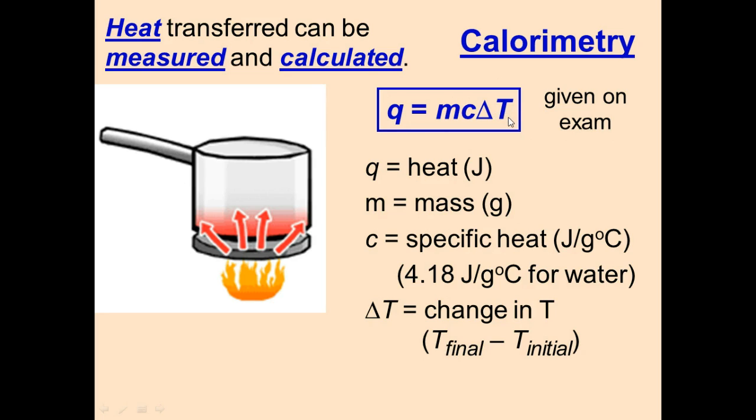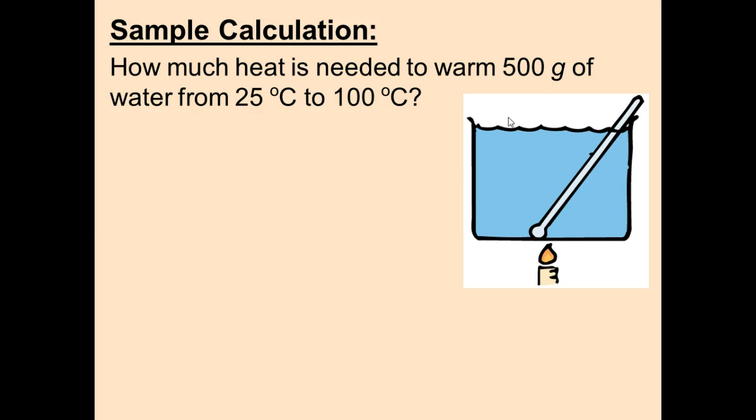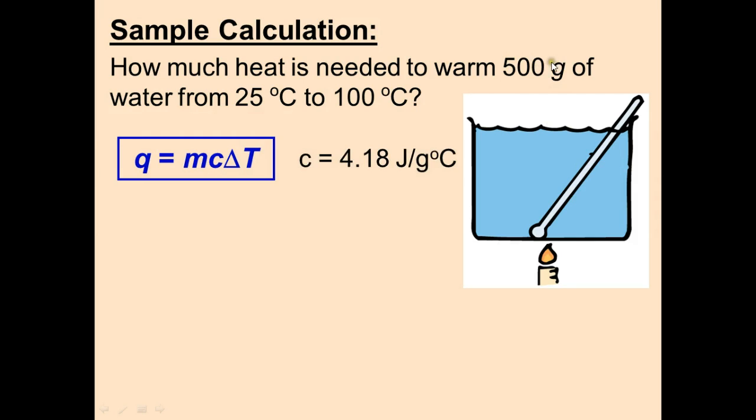And so now we're going to do a problem. How much heat is needed to warm 500 grams of water from 25 degrees Celsius to 100 degrees? So we have our formula, Q equals mcΔT, so we need to plug in everything, and we're solving for Q, so we literally plug in everything and multiply. So mass is right here, 500 grams, and specific heat is given to us, so c is 4.18, and then to get delta T, we subtract final minus initial, and we get 100 minus 25, which is 75.